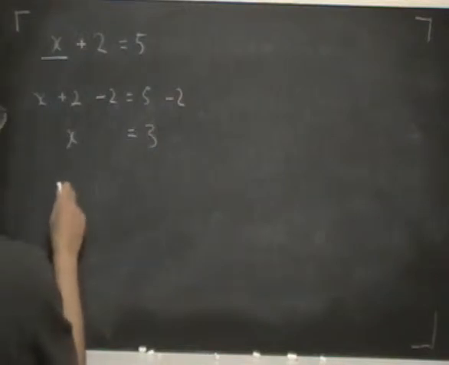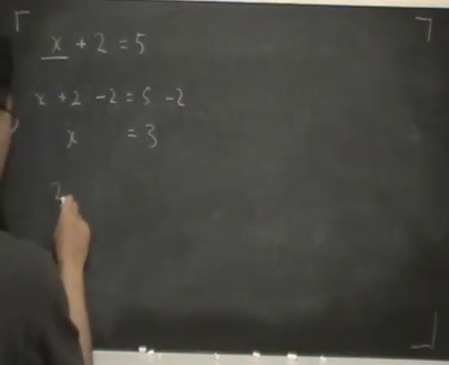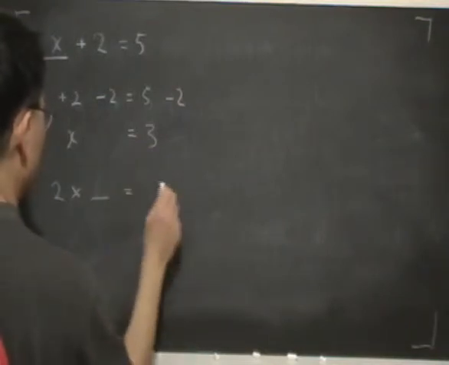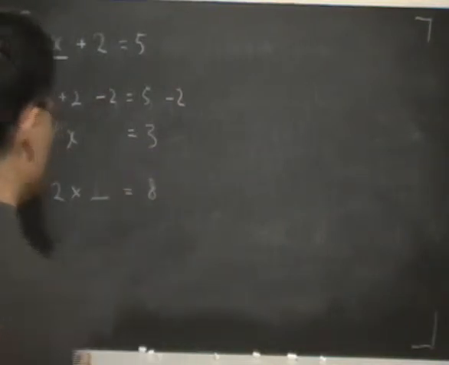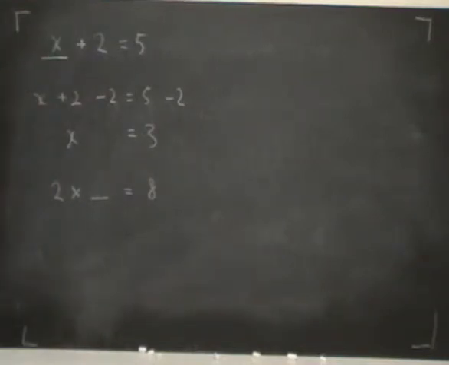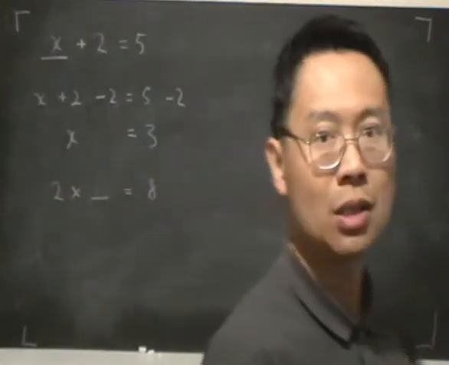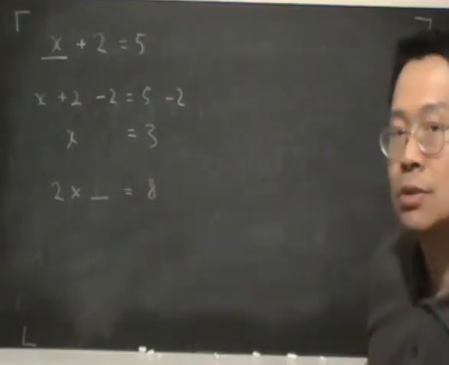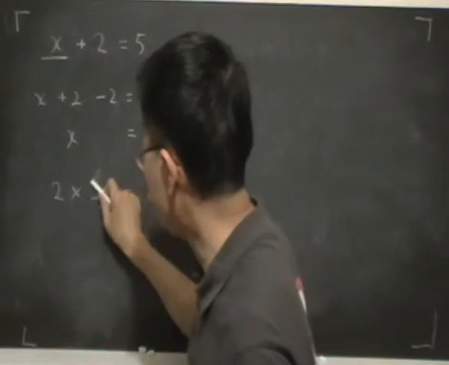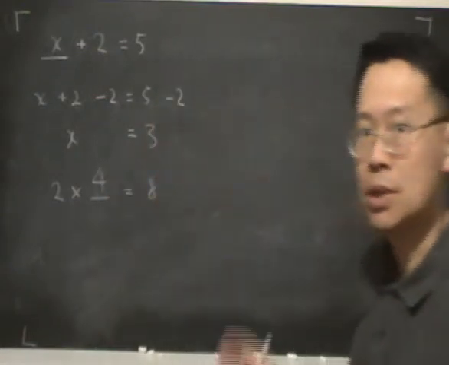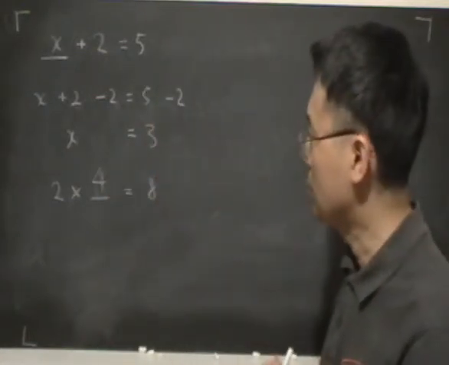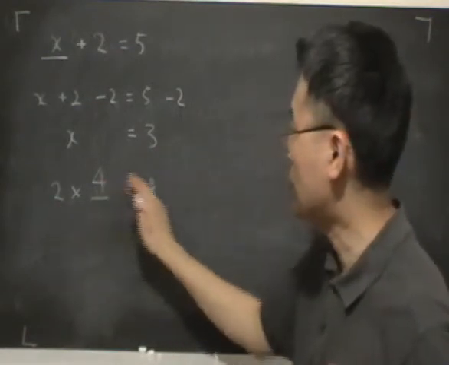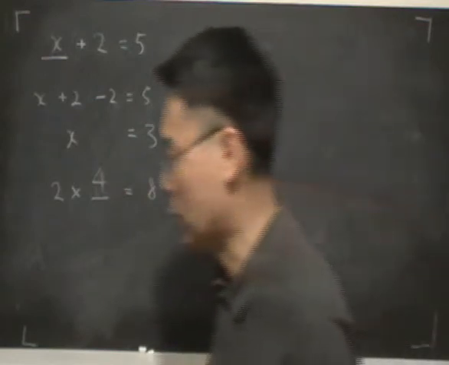Let's do something like 2 times blank is equal to 8. So 2 times what is equal to 8? In this case, we know the answer is 4. These are small numbers and we can easily think of the answer. 2 times 4 is 8. So the answer must be 4.